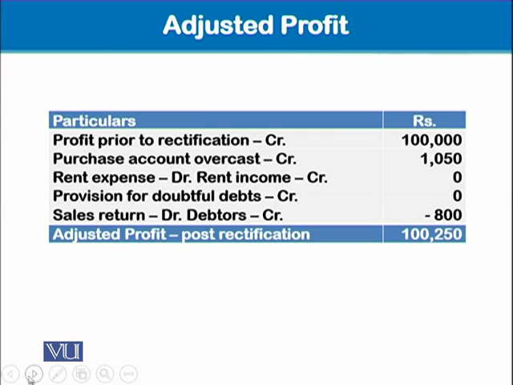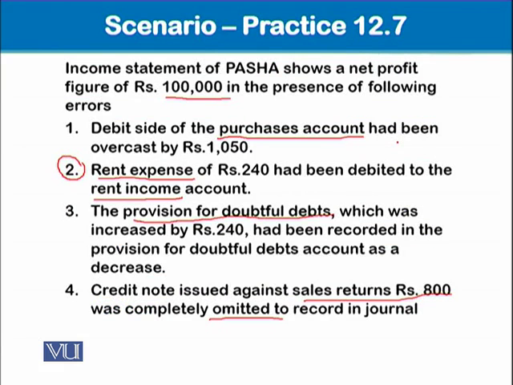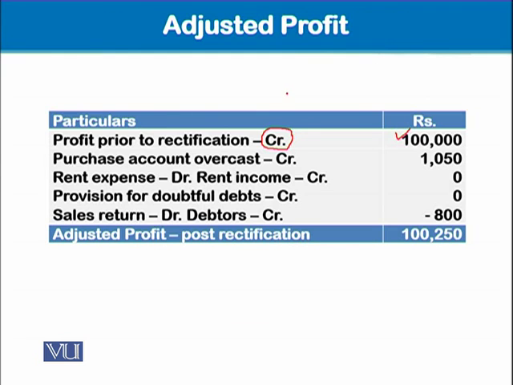Well, the thing is that we have this opening balance. In a way we can say it is the opening balance, or the balance of profit prior to the rectification, 100,000. This is the balance that we are taking from here, that Pasha had already prepared a profit and loss account, and then he realized that there are a few errors that need rectification. So we will put this 100,000 here.